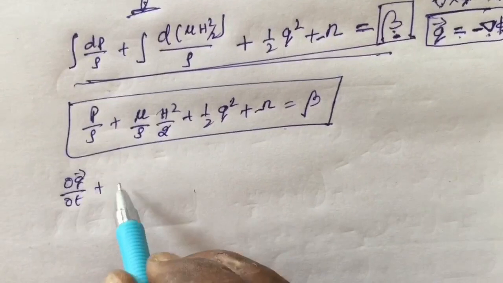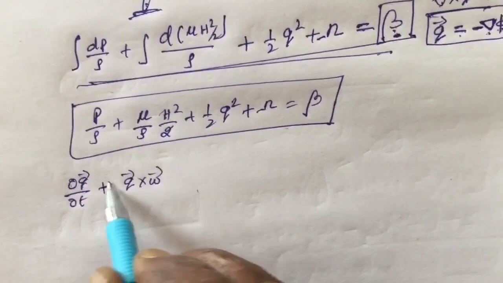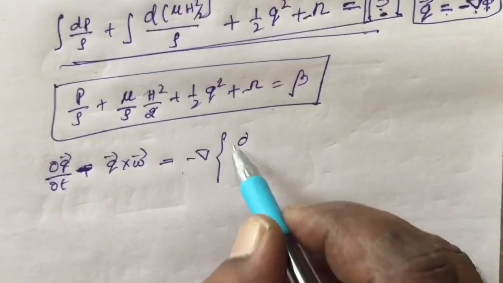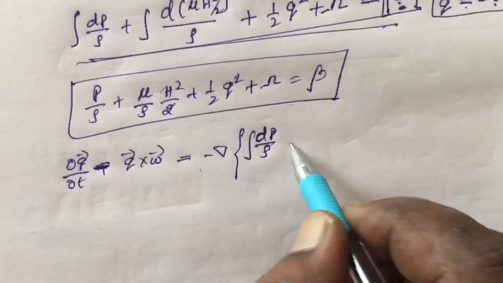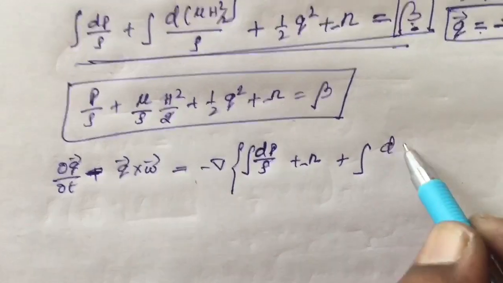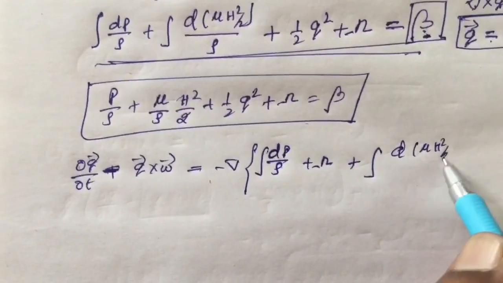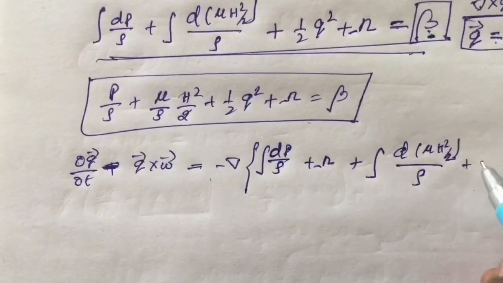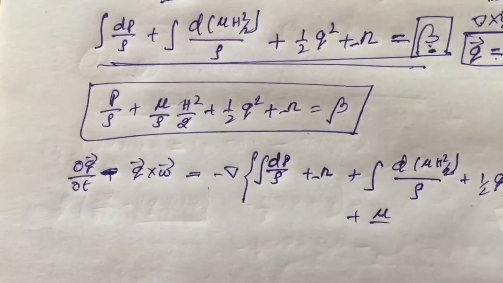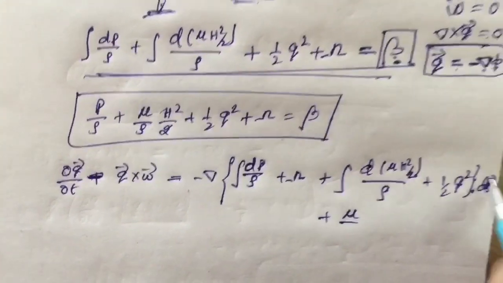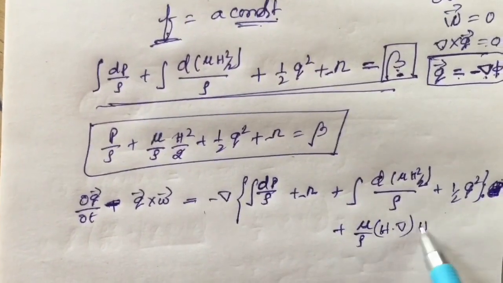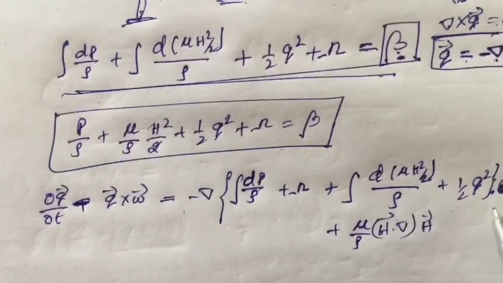So del q by del t plus q cross omega, minus q cross omega, is equal to minus gradient of the same thing: integral dp by rho plus mu, omega plus integral derivative of mu h square divided by 2 whole divided by rho plus 1 by 2 q square. Okay, so plus mu by rho into ds dot ds. I am not integrating here. Mu by rho into h dot del of h dot del of h. So this is the equation.